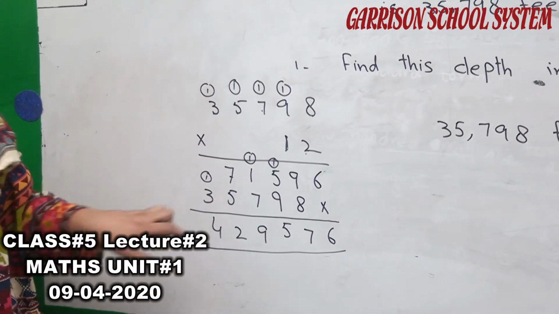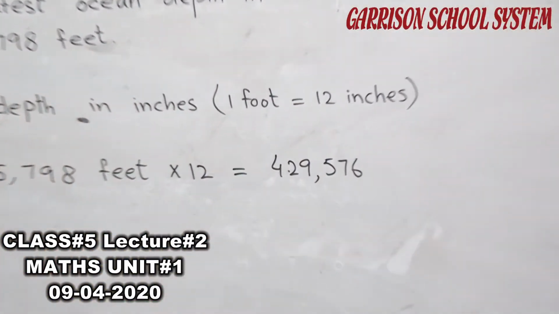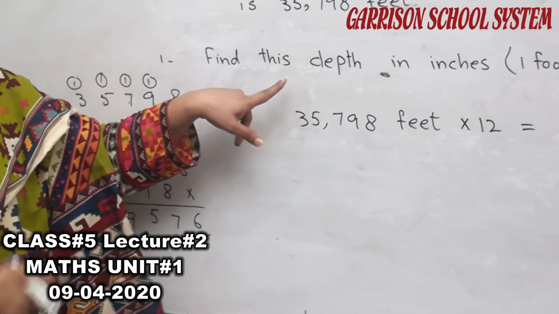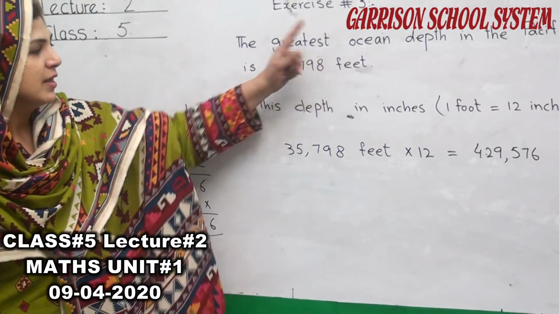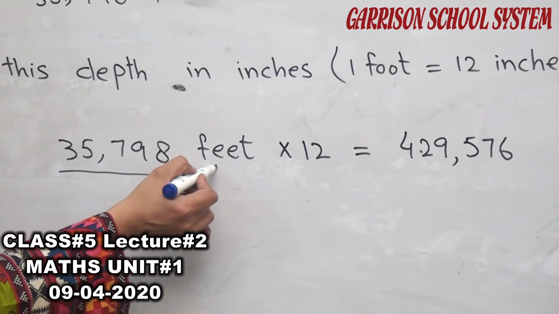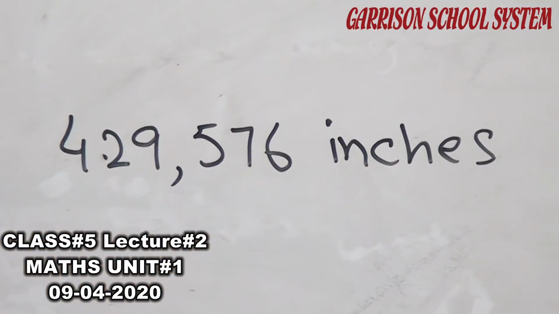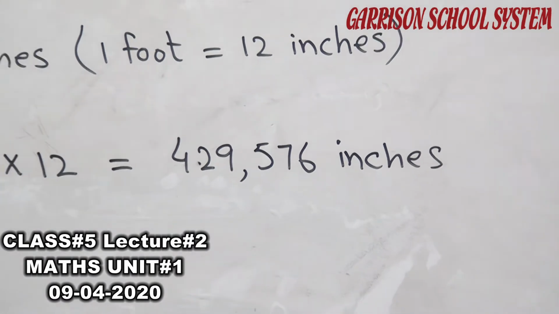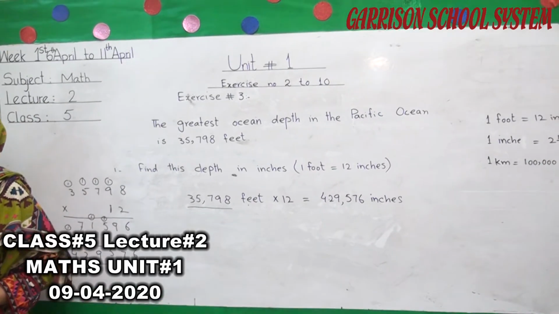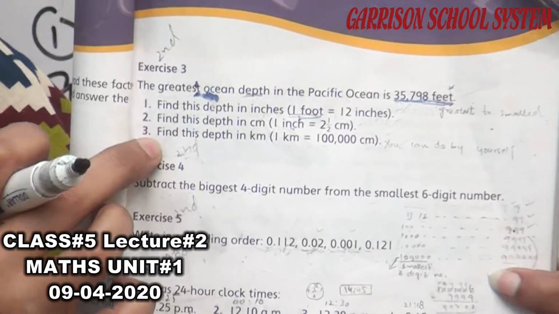So I have already written there 429,576, as you are looking here. So we have converted the depth of the ocean into inches. These are in feet and we have converted into inches by multiplying by 12, because 1 foot is equal to 12 inches. In this way, students, you can do all the remaining parts of exercise number 3.